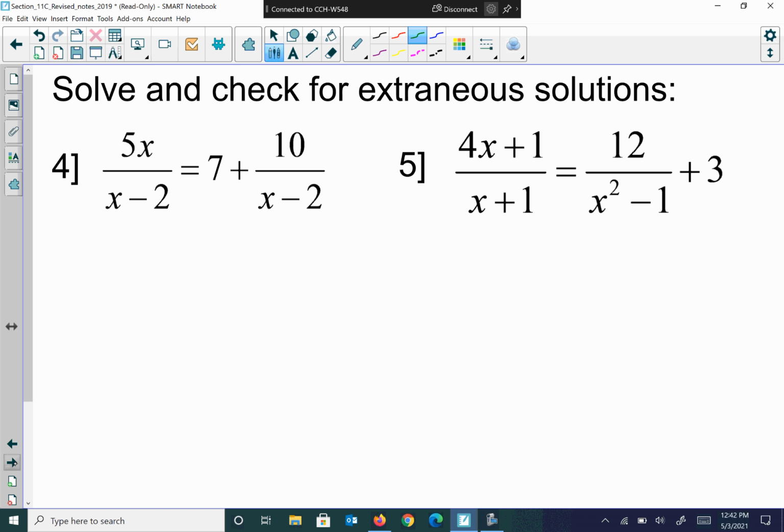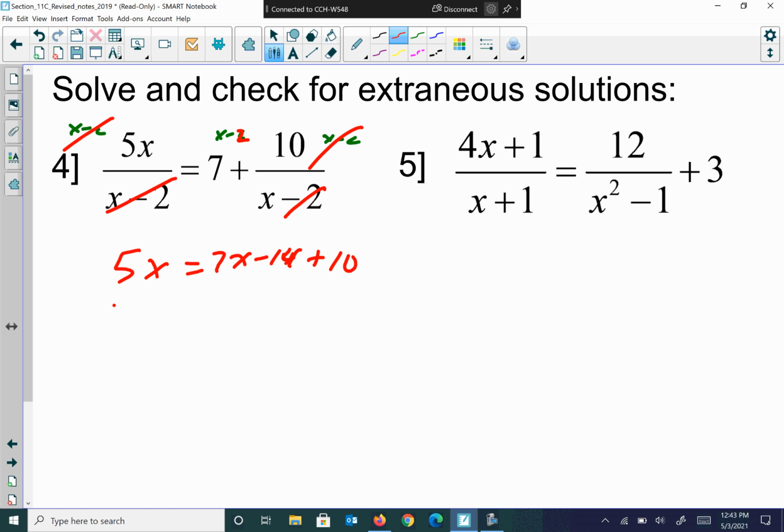So problem number 4, friends, what do you think I should multiply all three of my terms by? Could I do x minus 2? If I do x minus 2, those cancel. That gives me 5x equals 7 times x minus 2, which is 7x minus 14. Those cancel, plus 10. The only thing we have to keep in mind right now is I had x minus 2 on the bottom. So if my answer comes out to be 2, that can't be a solution. Does that make sense for me to say that? Okay, so that's supposed to be a 14.